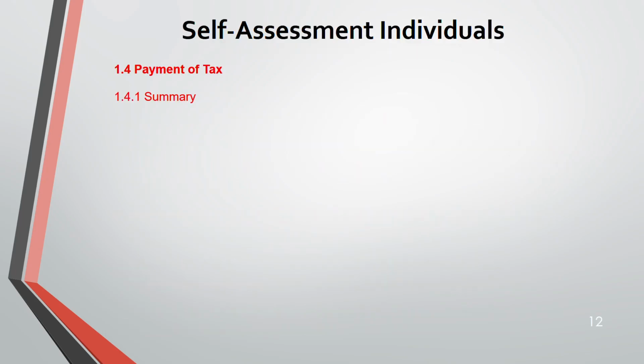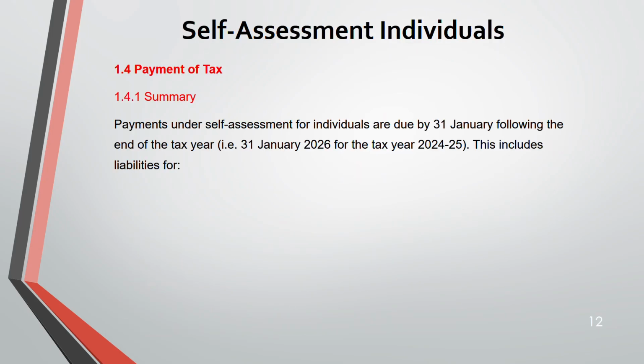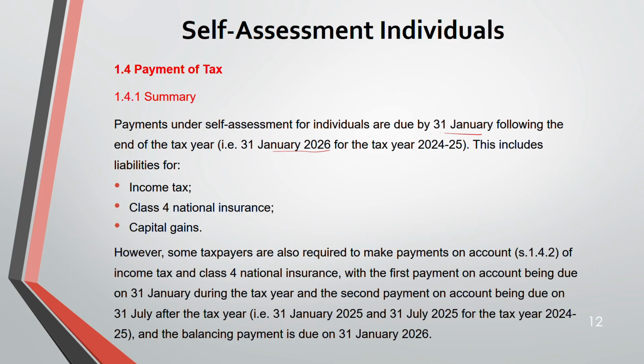Now, payment of tax. Payments under self-assessment are due by 31st Jan following the end of the tax year, 31st Jan 2026. This includes liabilities for income tax, class 4 NIC and capital gain. These three. So now there is a term known as payment on account, which we will cover in the next section.